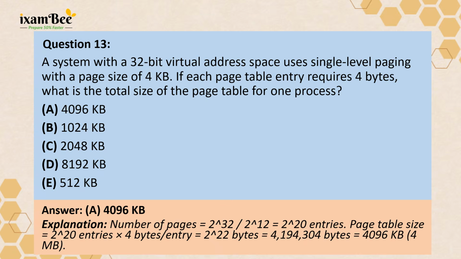So here, what we would do is first calculate the number of pages, which is 2^32 divided by 2^12, which is equal to 2^20 entries. Page table size will be equal to 2^20 entries multiplied by 4 bytes per entry, which gives us 2^22 bytes, which is equal to 4096 KB or 4 MB. Hence, the answer here is option A.